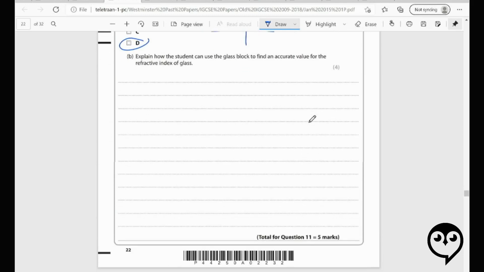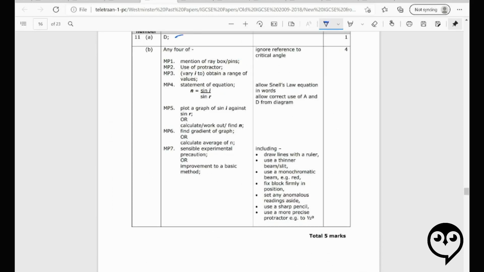Just explain that experiment. Okay, so yeah, D was correct for our experiment here. Mention of the ray box or the pins, sure. Just mention that you've used a protractor to measure the angles. Okay, varying angles of incidence to get a range of values. I had alluded to that. You would want to specifically state that.